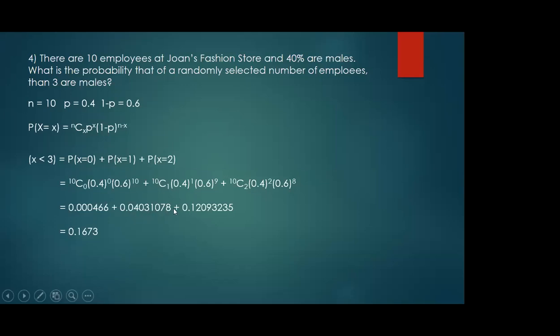0.04031078, plus 10 choose 2 times 0.4 raised to 2 times 0.6 raised to 8, which is the probability that x is equal to 2, which is equal to 0.12093235. When you add all these huge numbers together, you get 0.1673. Remember, we always round off to 4 decimal places unless stated otherwise.